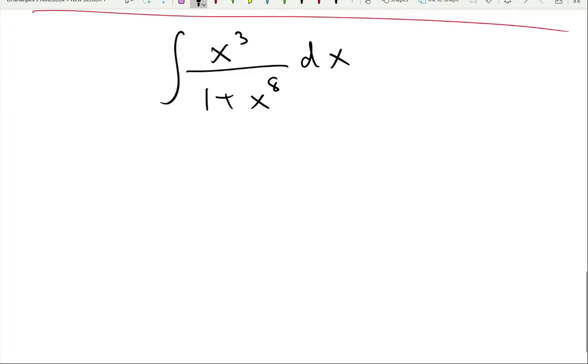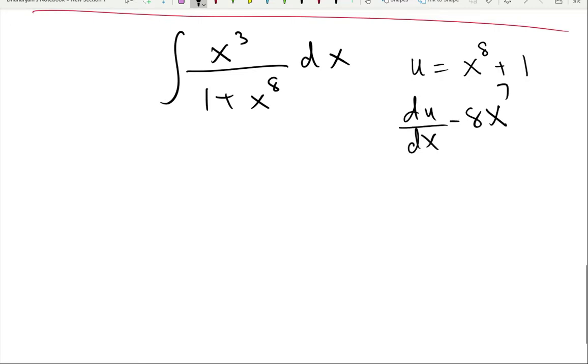Now to solve this problem, what is the inside function? You might think, well, u is x to the 8 plus 1. Okay, all right, I agree with you. Let's try to move on. Its derivative is 8x to the 7. But here's what happens, let's try it.